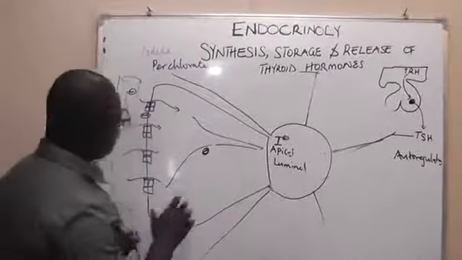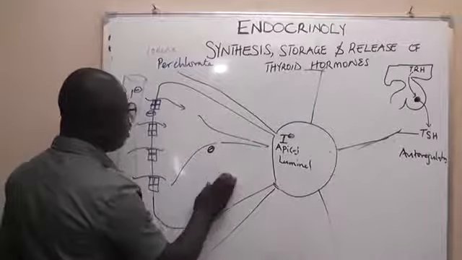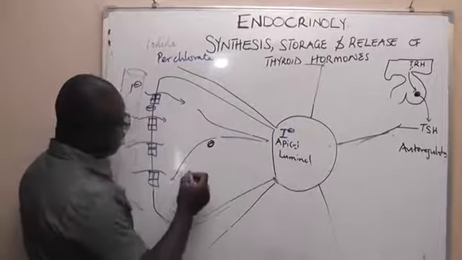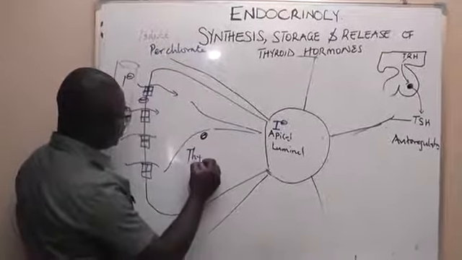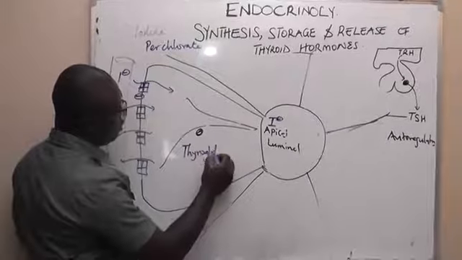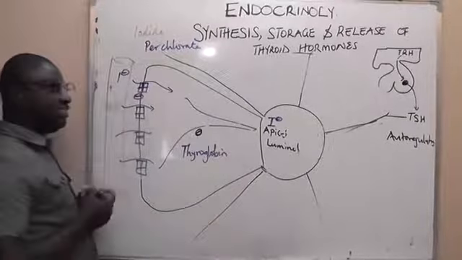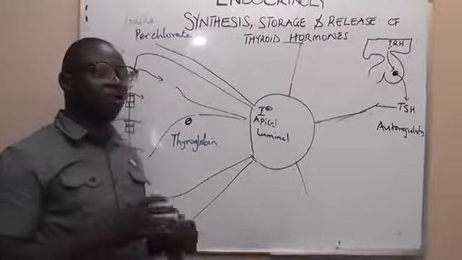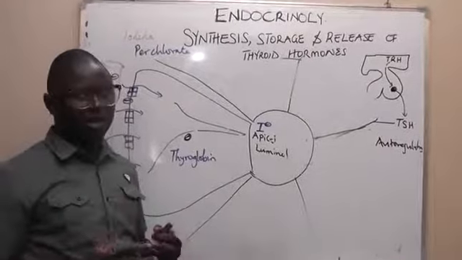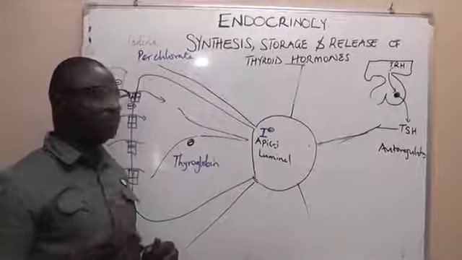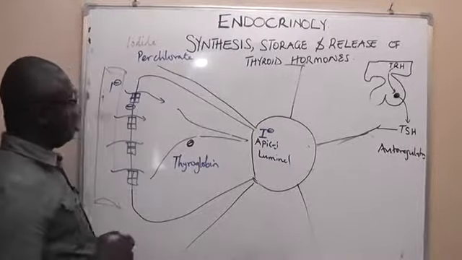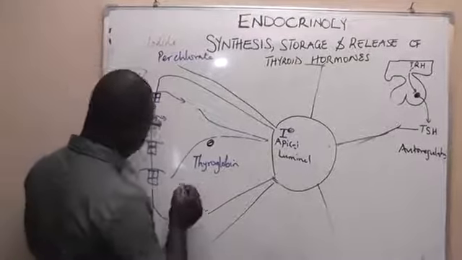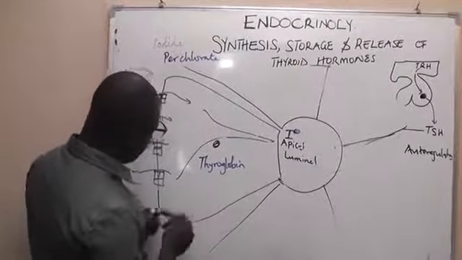Then the next thing that we want to look at is the fact that we have some polypeptides that are produced, and this polypeptide is called thyroglobulin. Since it is a polypeptide, a protein in nature, it is made up of a long series of amino acids. But the most important one that concerns us is tyrosine. So let's assume that I have this as our thyroglobulin.